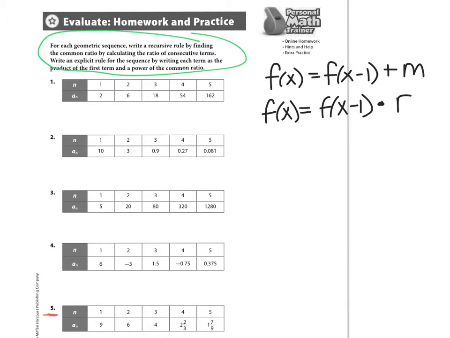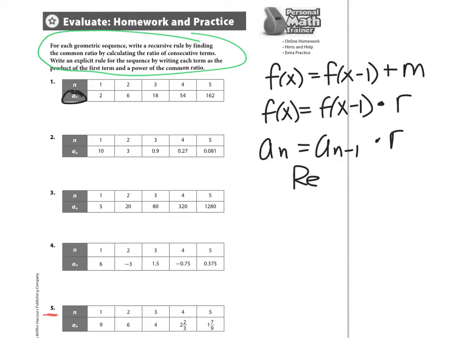In this case, they're using the notation a sub n. So that means it's going to be a sub n equals a sub n minus 1 times r. That's going to be your recursive rule. The explicit rule is just taking what you have given.